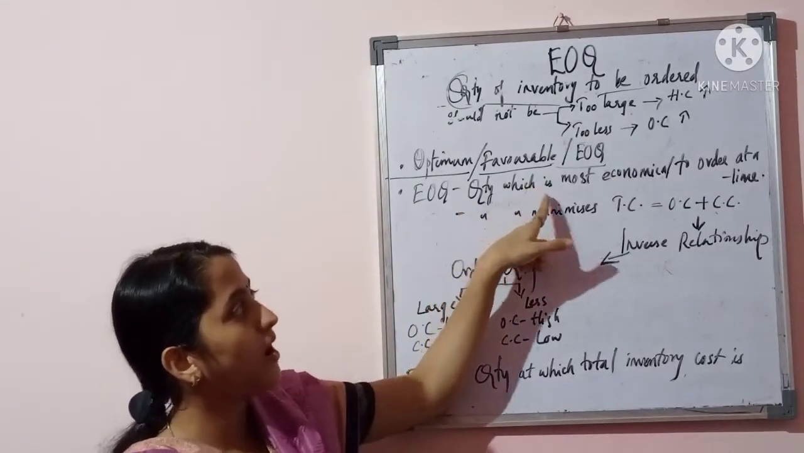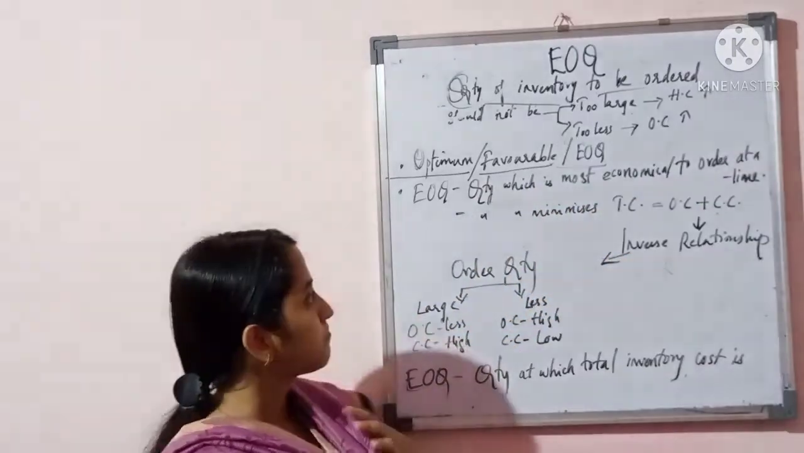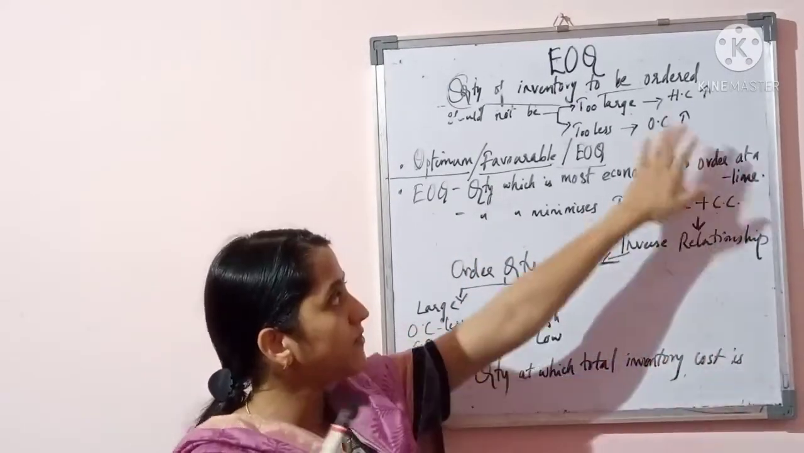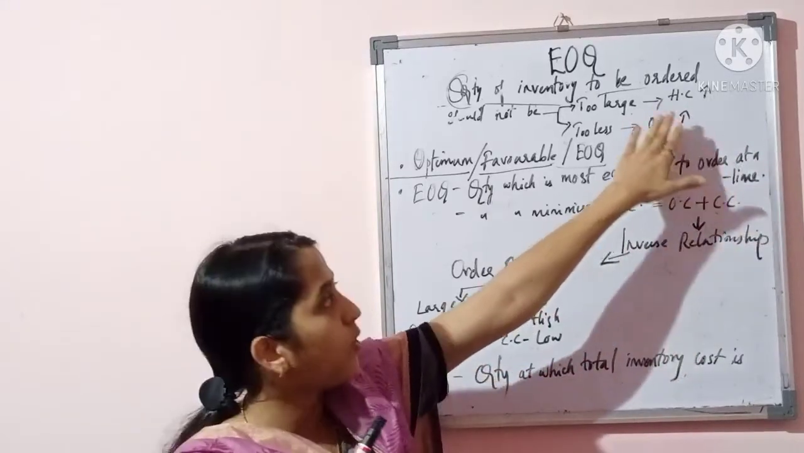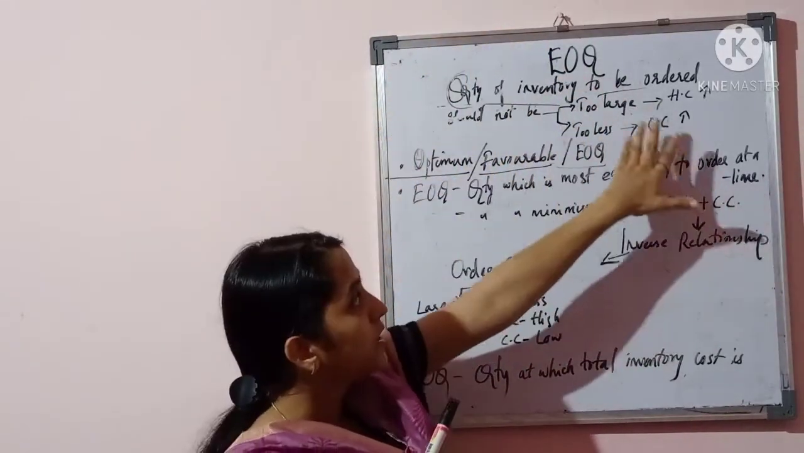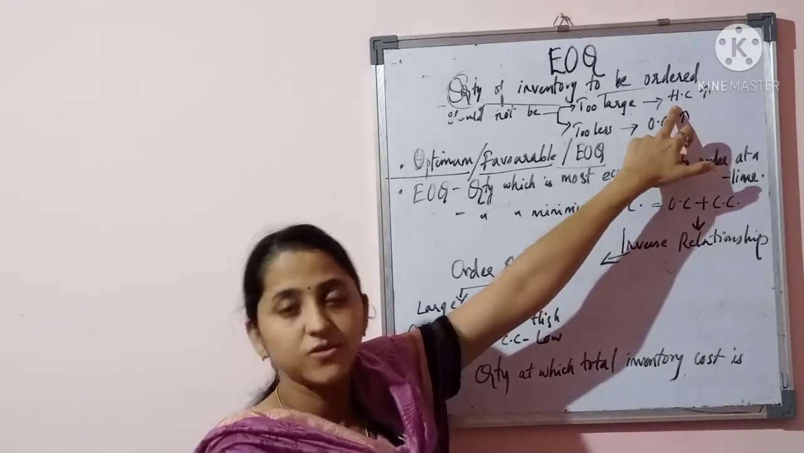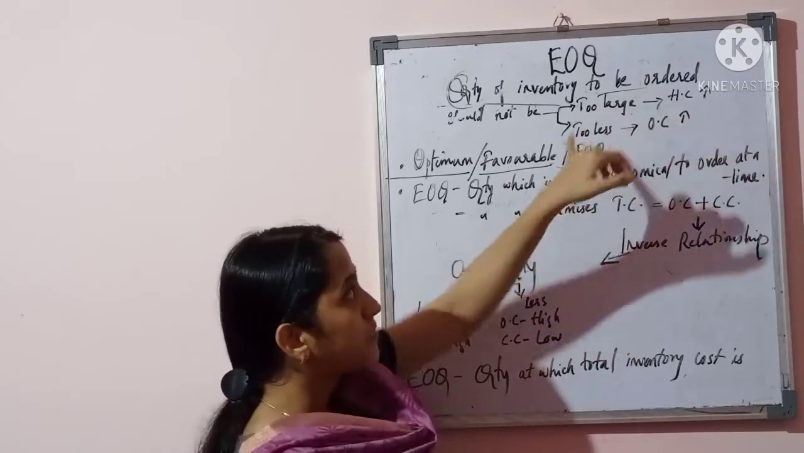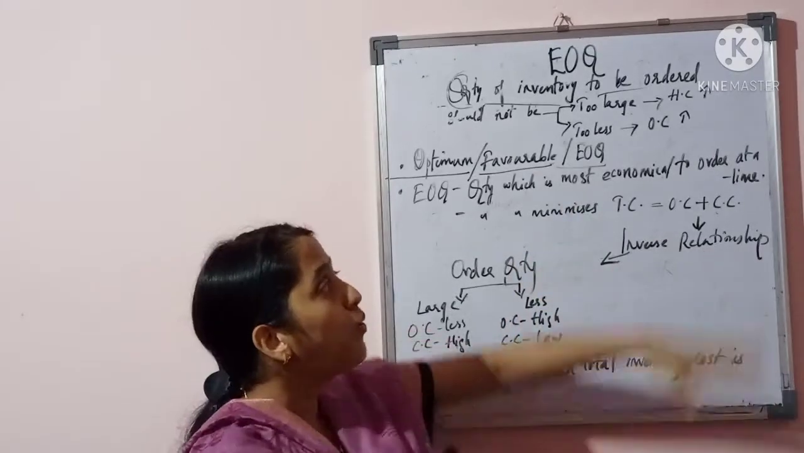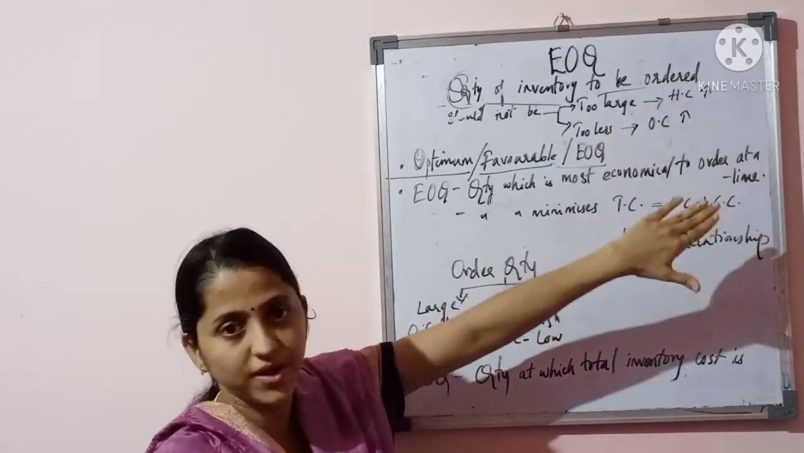Economic order quantity is the most economical order which we order at a time. That means the quantity which minimizes total cost. We know there are mainly two types of cost, holding cost and ordering cost. If the quantity we order is too high, then because we have to hold that much inventory, the holding cost will be too high. Similarly, if the inventory we order is too less, then the ordering cost will be too high. So we have to make a balance between this holding cost and ordering cost.